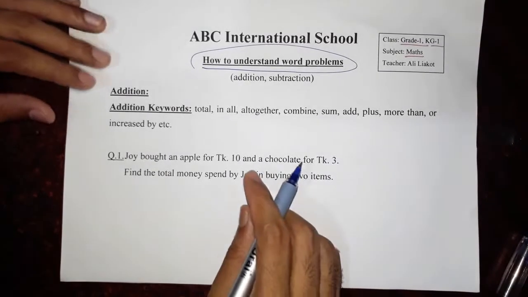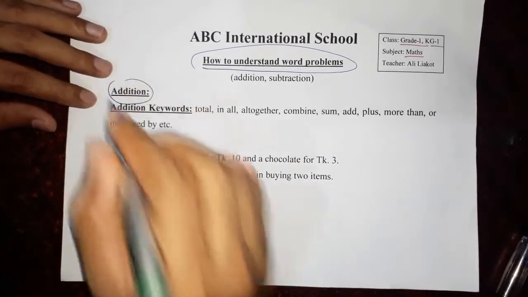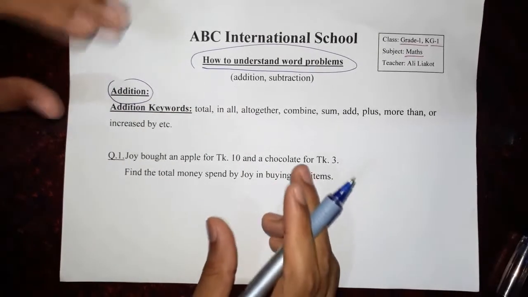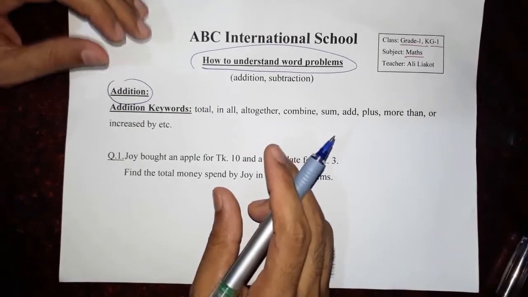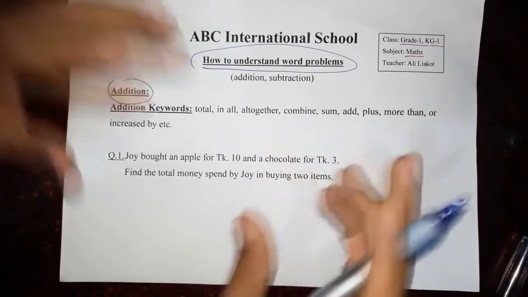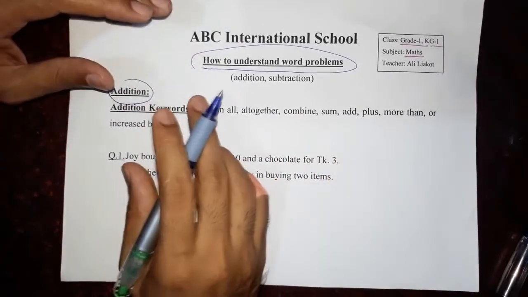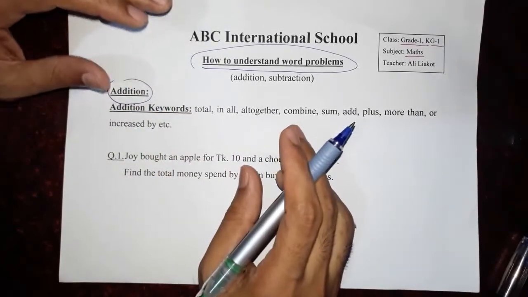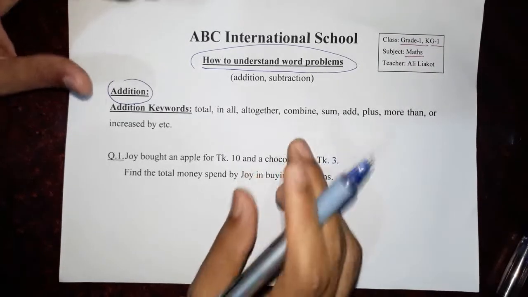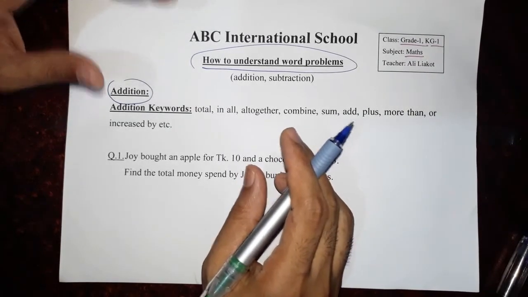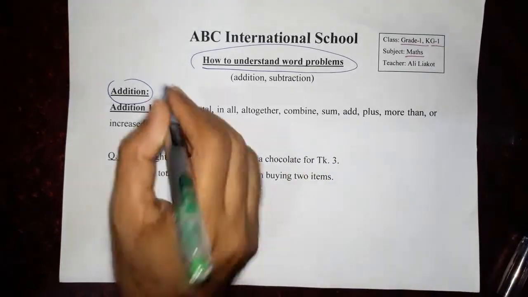Now let me explain what addition is. Addition is one of the four basic operations of arithmetic. The others are subtraction, multiplication, and division. Addition is the action or process of adding something to something else. Let me write.